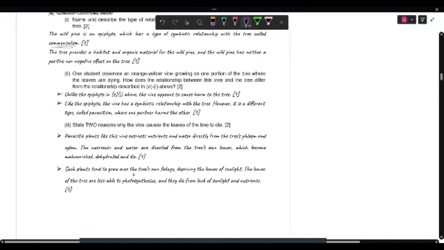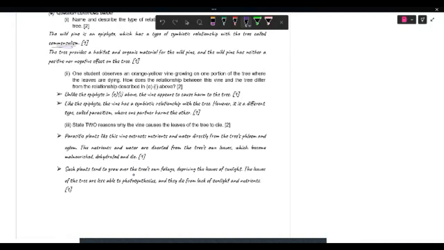There are 2 ways you can do that. One is you are diverting nutrients and water and minerals away from the leaves towards this vine, because what the vine will do is connect to the tree's vascular bundles and divert the nutrients and water that would have been moving through those vascular bundles. It diverts that into its own body. So the leaves that are upstream of that would be deprived of water, minerals, and other nutrients. So therefore, they get malnourished, they dehydrate, and they may die.